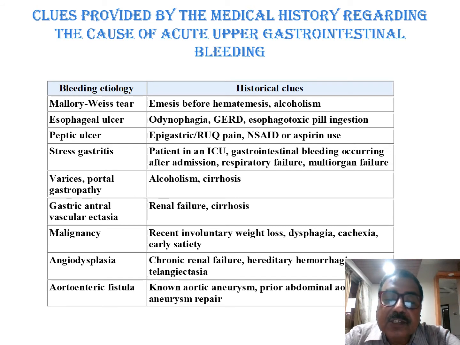Variceal and portal gastropathy, if there is a history of alcoholism, cirrhosis. Gastric antral vascular ectasia, particularly related to renal failure, cirrhosis, that is important. And if it is vascular ectasia, we have to address it aggressively. Malignancy, if you find weight loss, cachexia, early satiety, associated with epigastric pain, we can think of malignancy. And associations, particularly the lymph nodes, we have to check for that. Angiodysplasias, particularly with renal failure, hereditary hemorrhagic telangiectasias, these are the ones in which there is renal failure and angiodysplasia. There are known fistulas in which the repair can be curative, and if we take the proper history, we will diagnose it very easily.